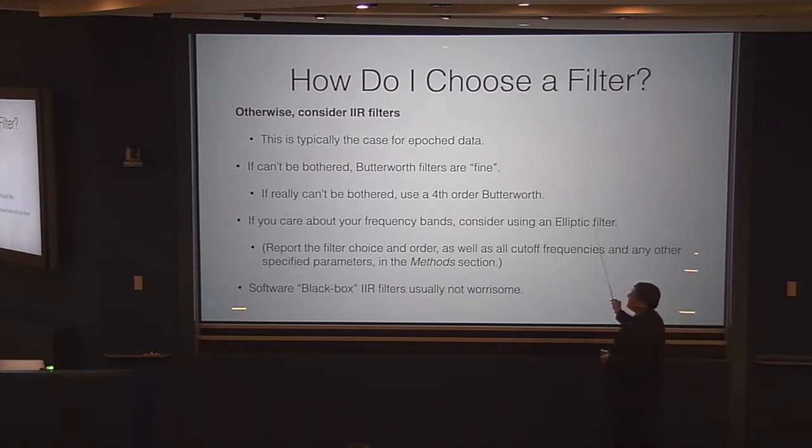If you do care, then you should really consider using an elliptic filter. You have a lot more control. If you really care about your alpha leaking into your theta, or your theta leaking into your alpha or your delta, then you may want to use an elliptic filter. Again, report all of this information in your methods section.